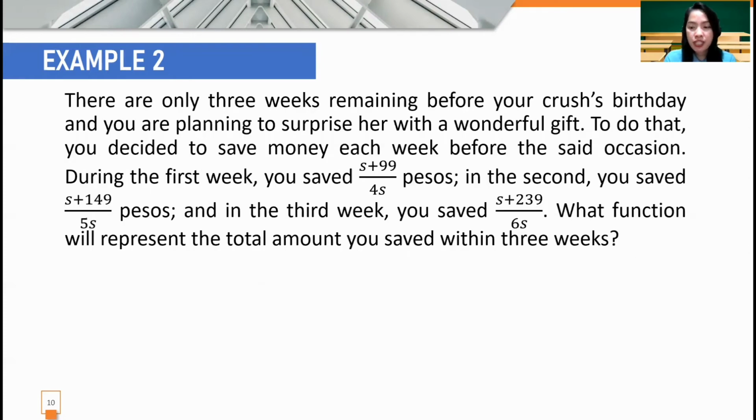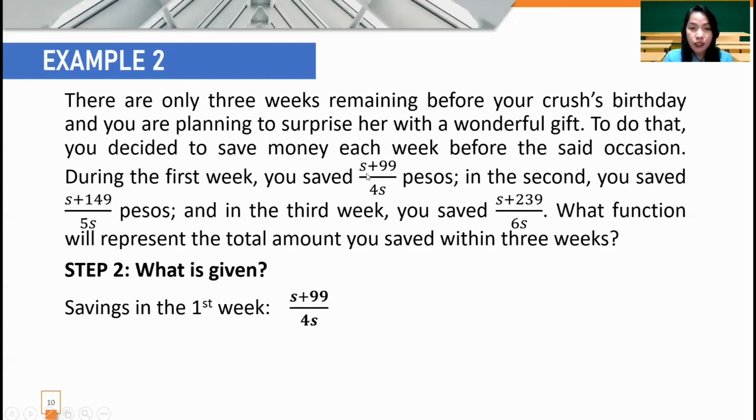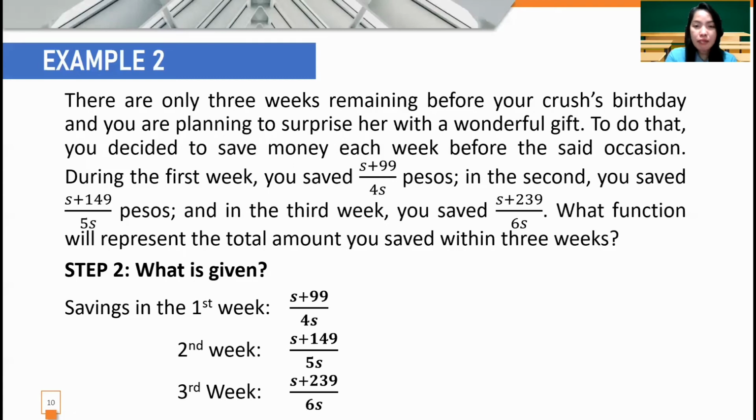Step number 2, same problem, what is given? Yung mga data na nandito ay yung na-save mo nung first week, which is (S + 99)/4S pesos. Yan yung savings mo. Sa second week, yung savings ay (S + 149)/5S. And sa third week naman, yung savings ay (S + 239)/6S.